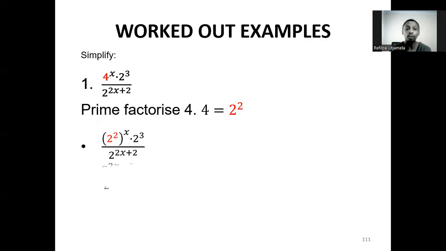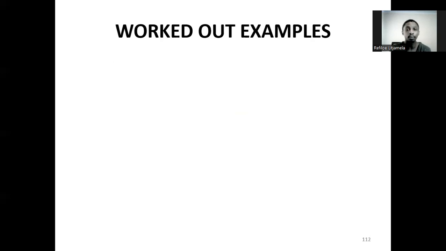Now I'll simply multiply the exponents. 2 times x will simply give me 2x. So in the numerator, I will end up having 2 to the exponent of 2x times 2 to the exponent of 3. Now I have 2 bases in the numerator. All I have to do now is to represent that as a single base and add the exponents. And then you simply continue doing what we did earlier on. You will simply take your denominator exponent and subtract it from the numerator exponent.